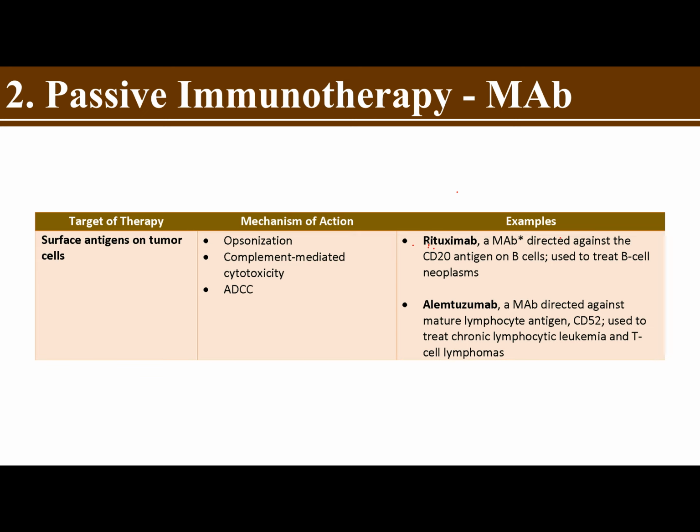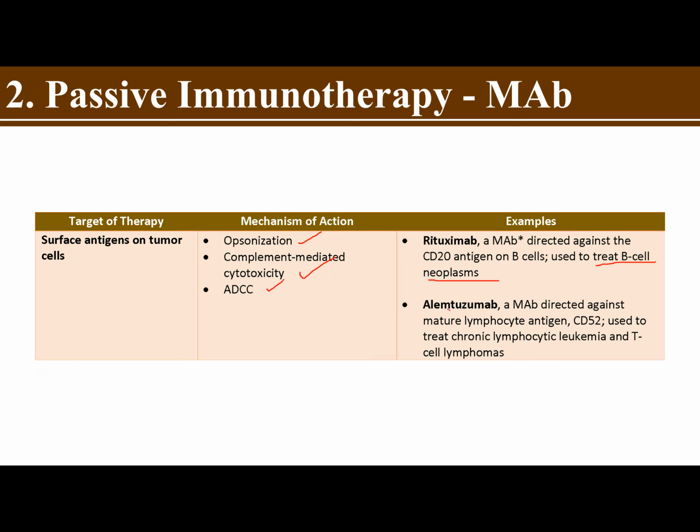So here you would find examples of different monoclonal antibodies, and they would have different targets of therapy and mechanism of action. So let's start with rituximab. This is a monoclonal antibody directed against the CD20 antigen and B cell used to treat B cell neoplasm. Ang target ng rituximab nyo is surface antigens on tumor cells. And the mechanism is via opsonization, complement-mediated cytotoxicity, and ADCC.